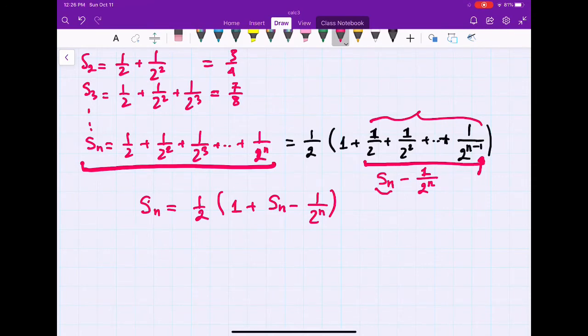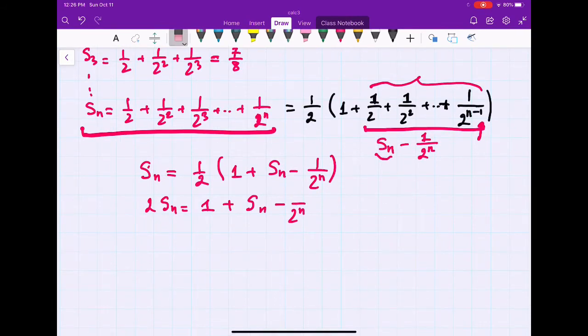You get the general term of Sn. Let me write this. You have 1 over 2 plus 1 over 2 Sn. Okay, let's do this. Let's multiply both sides by 2. Okay, so I have 2 Sn in here equal to 1 plus Sn minus 1 over 2 to the n. Okay, and then you simplify because here you have 2 Sn, here you have 1 Sn. You have Sn equal to 1 minus 1 over 2 to the n.